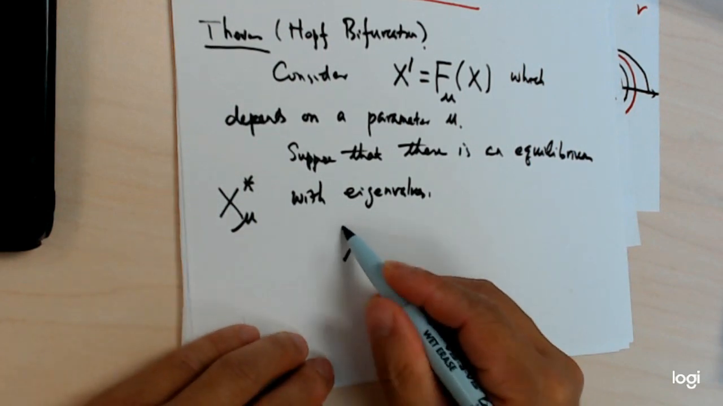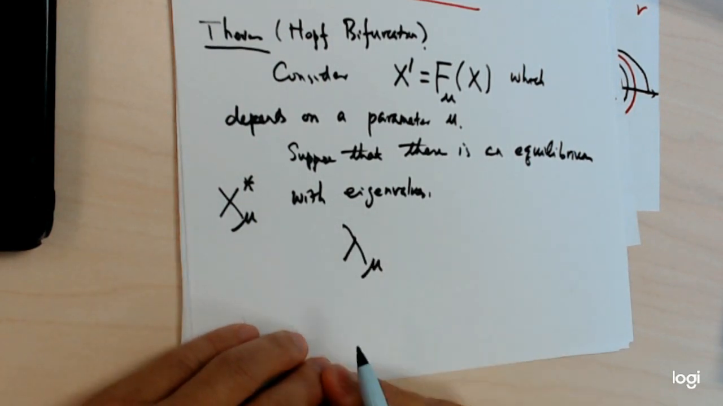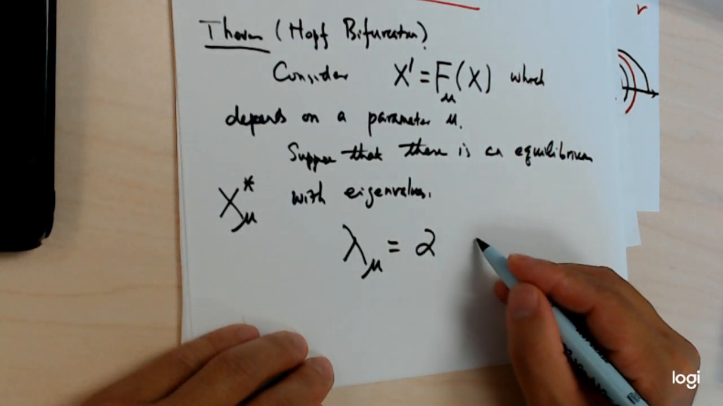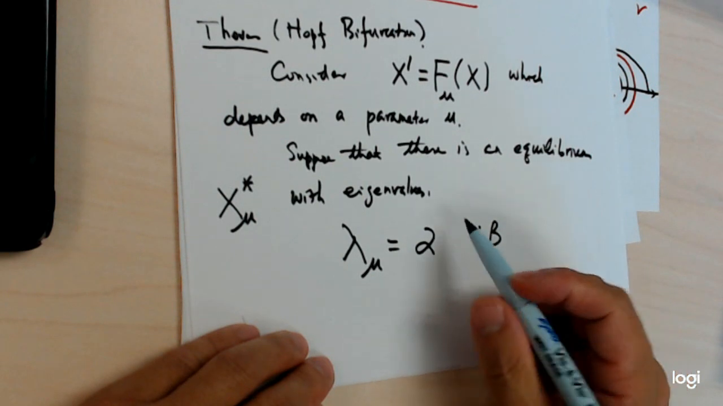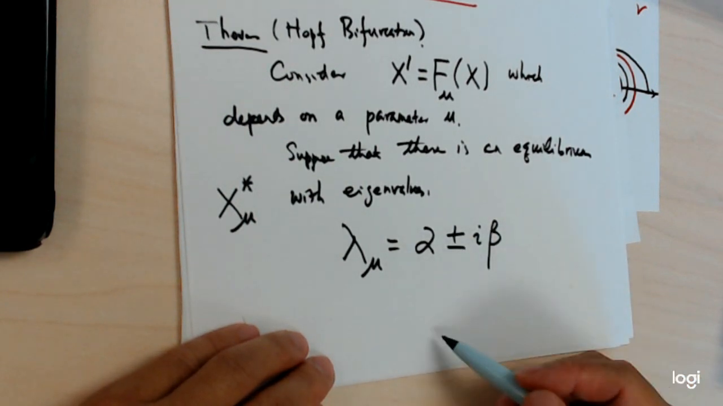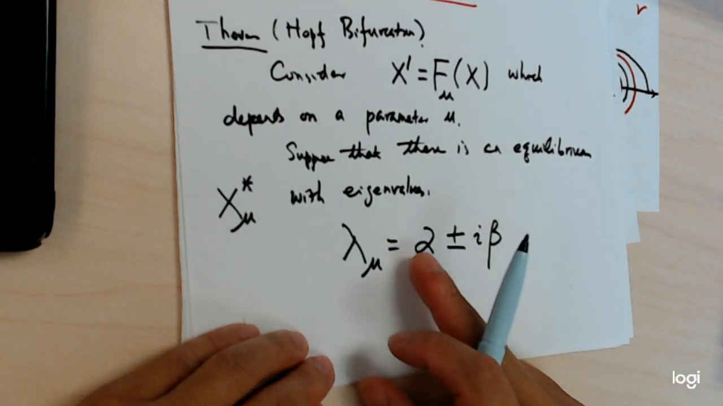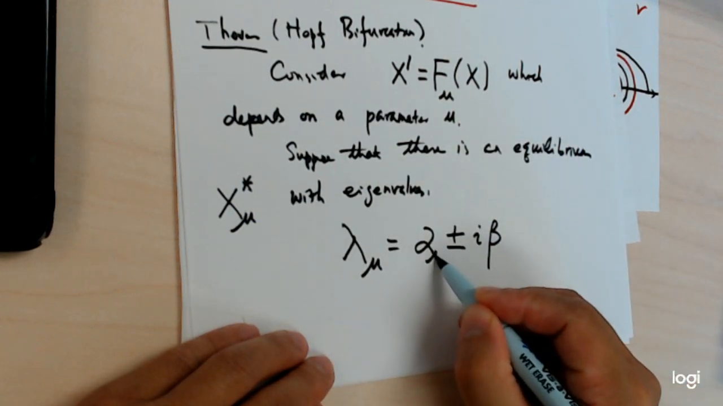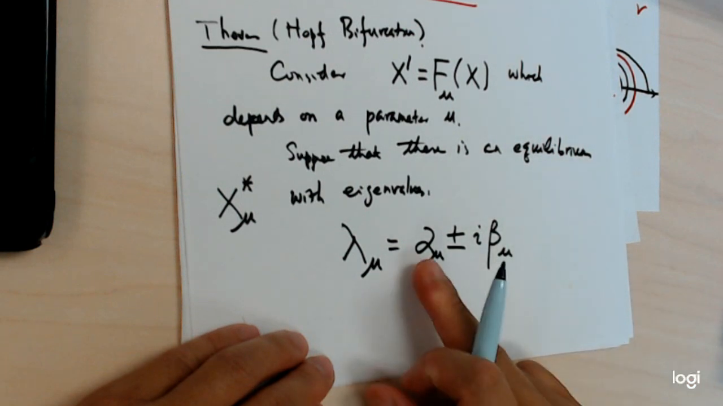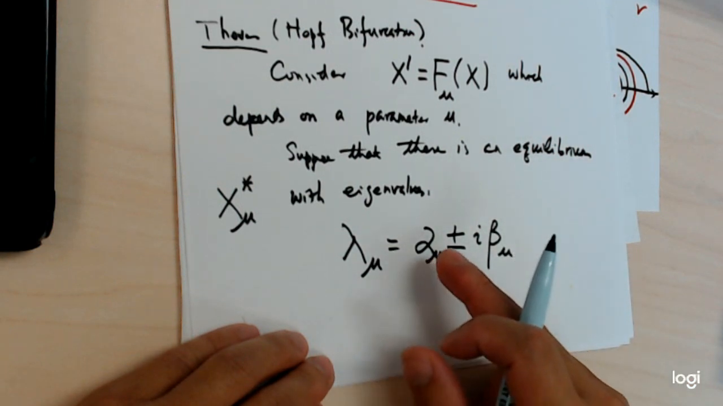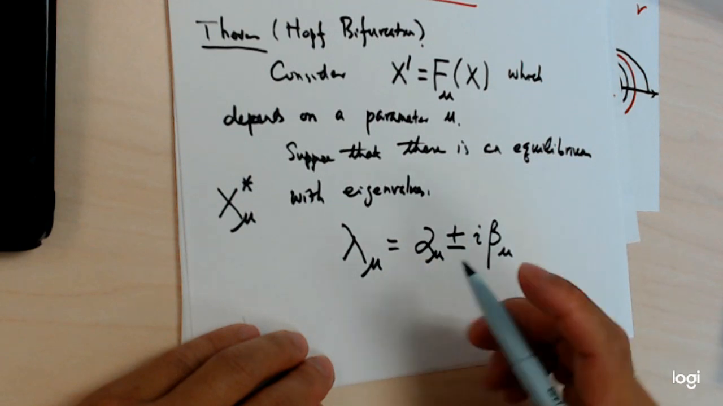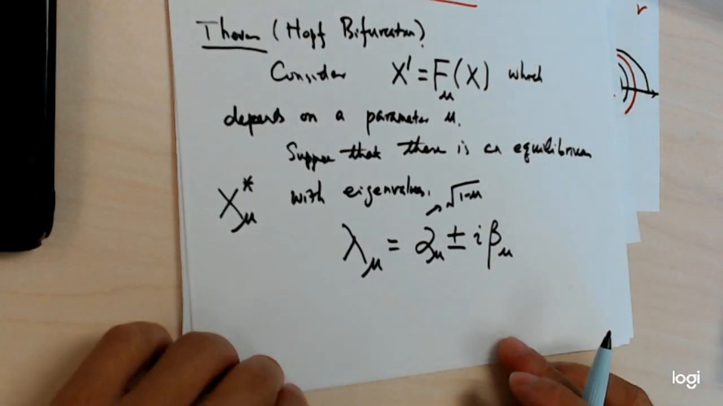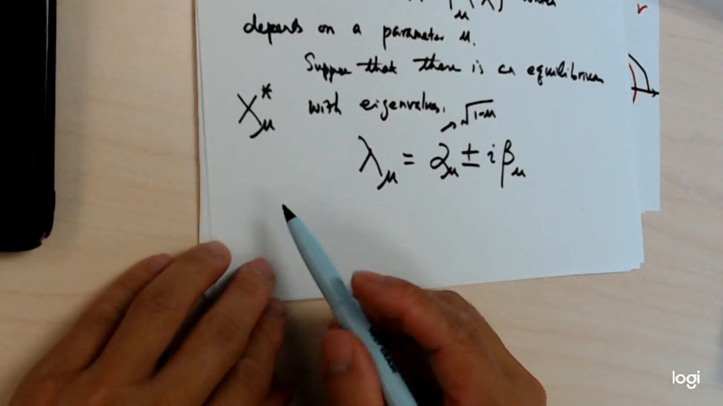And we call this lambda. Once again, lambda also depends on mu. That has a real part alpha, and a complex part i beta. So this is alpha plus or minus i beta. But obviously the real part and complex part also depend on parameter mu. So we call this alpha of mu and we call this beta of mu. Those two terms are expressions of mu. For example, alpha of mu could be something like square root of 1 minus mu.